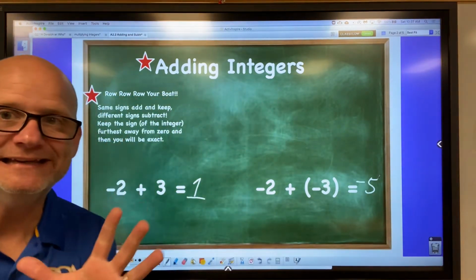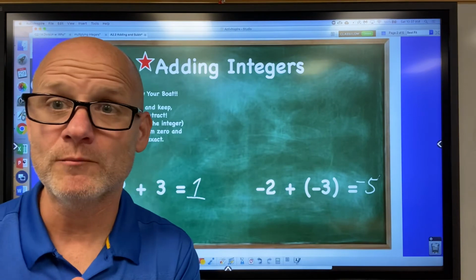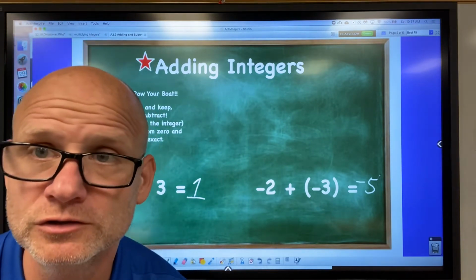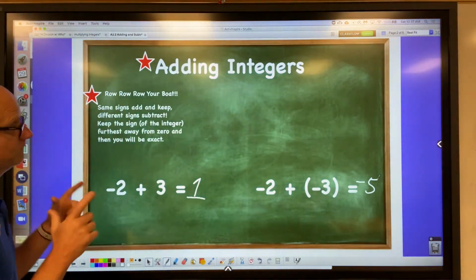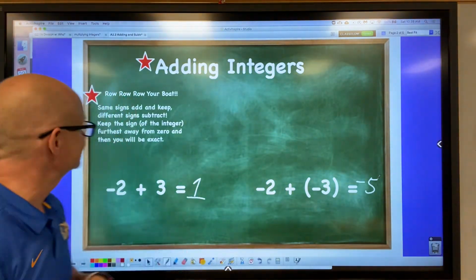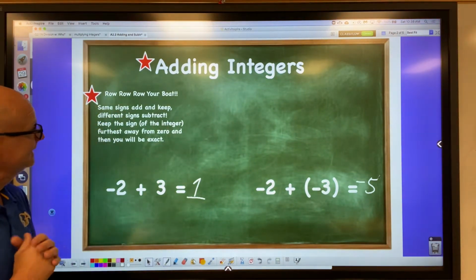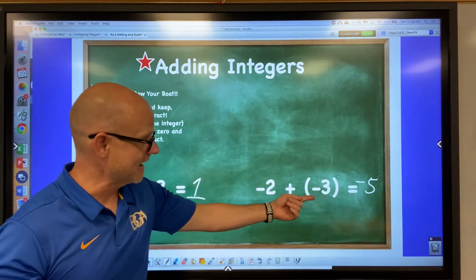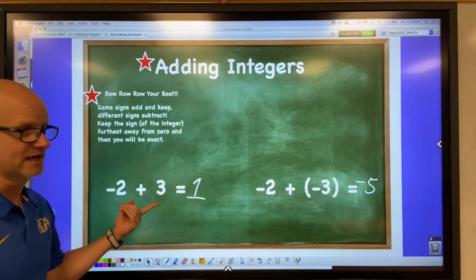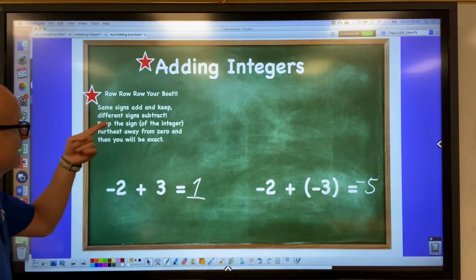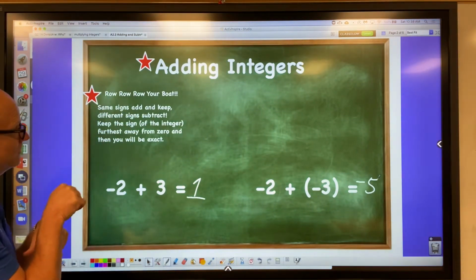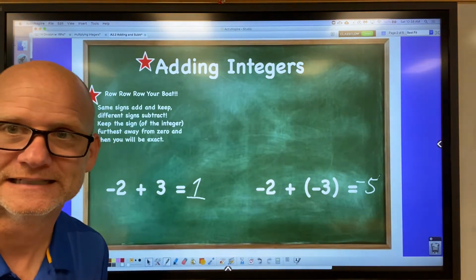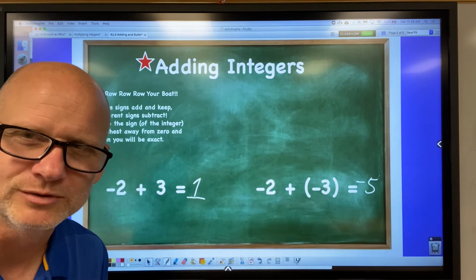So here's a very easy way to remember this. I think you already got it down, but if you go by the row, row, row your boat gently down the stream. Okay, so if you wanted to go by that little melody, say this. Same signs, add and keep, different signs, subtract. Same signs, add and keep. Different signs, subtract. Keep the sign furthest away from 0, and then you'll be exact. I know, not very good writing there, but that's what it means.